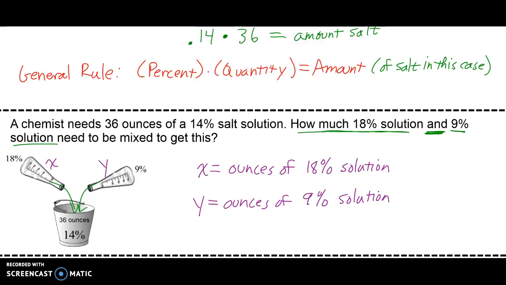So two key ideas. The two variables represent the quantities of what's getting mixed to make the result. And for percents, it's always going to be a percent times a number of ounces, percent times a quantity. Since we're using two variables, we're going to have to build a system of equations. There's going to have to be two equations. So let's talk about how we accomplish that.